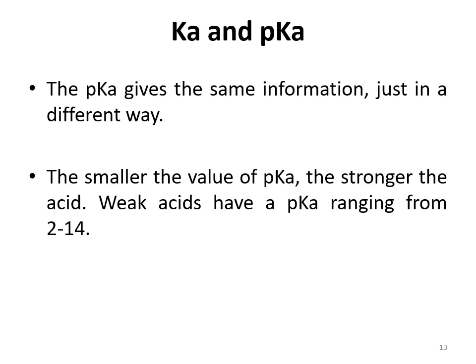The pK gives the same information just in a different way. The smaller the value of pK, the stronger the acid. Weak acids have a pK ranging from 2 to 14 because it's a negative log. The really weak acids have Ka from 10 raised to power minus 2 to 10 raised to power minus 14, and their pK value ranges from 2 to 14.